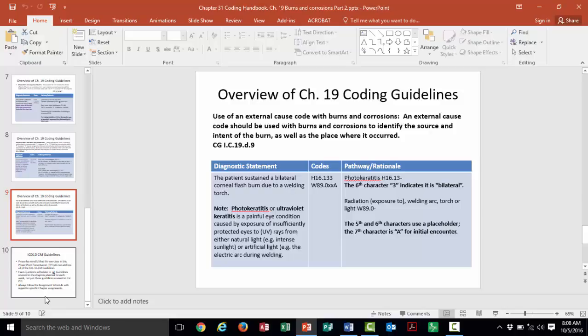Photokeratitis takes us to H16.13, and the 3 as our 6th character says it's bilateral. And then the radiation, there is a specific code. I had to look for this. I knew there was a code for welding torch, but couldn't think of, I was looking under burn and another one and couldn't find it, so I just kept looking because I knew it was there. It's under irradiation. So again, one of those things we have to remember when we're looking at welding torches, the burn that results from a welding torch is radiation, not burn or injury. Does that make any sense?